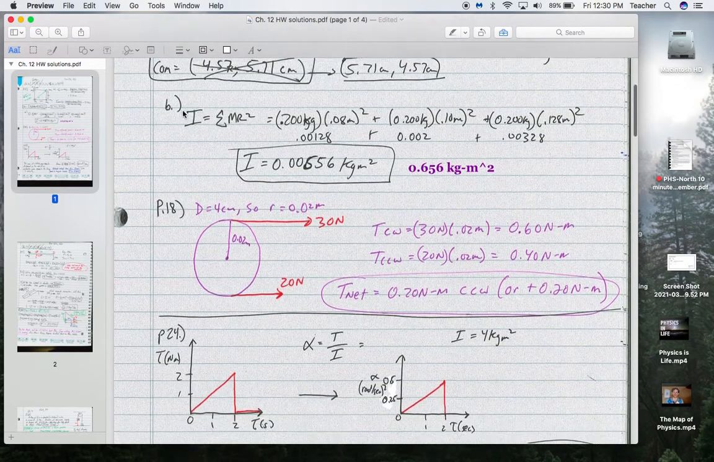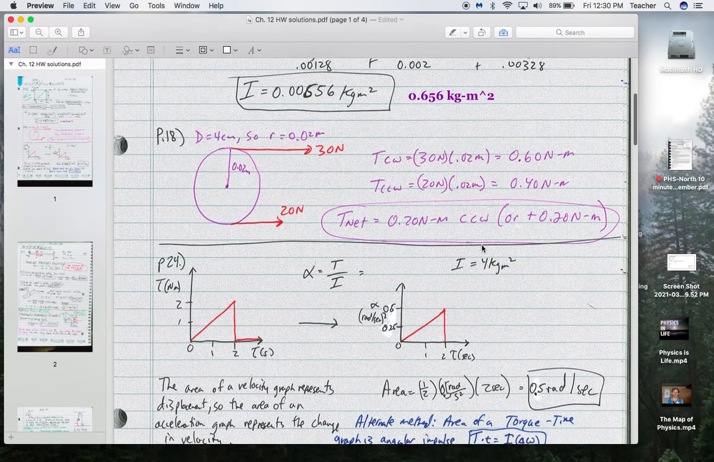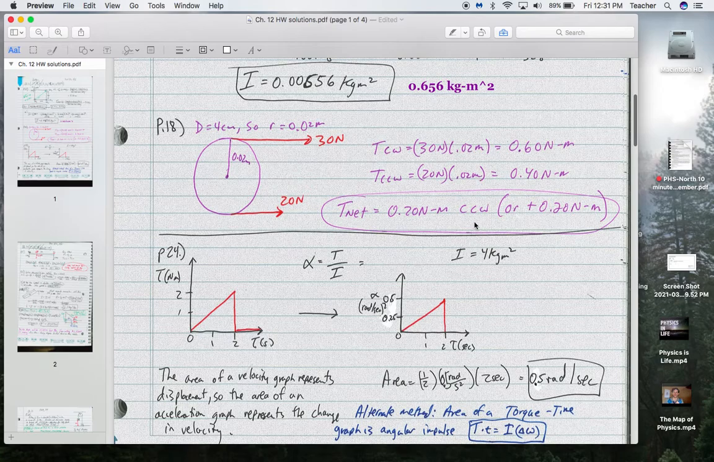At any rate, this is asking you to find the net torque. This force is pulled perpendicularly at the radius, so it says 4 centimeters diameter, so I'm going to convert to standard units and convert to radius. So that is 0.6 newton meters of clockwise torque. This would cause 0.4 newton meters of counterclockwise torque. The net torque would be 0.2 newton meters counterclockwise.